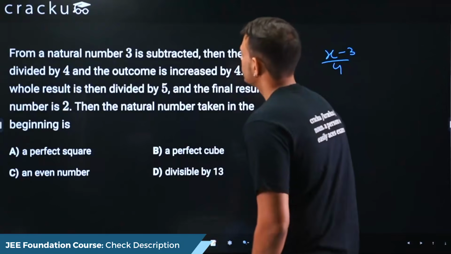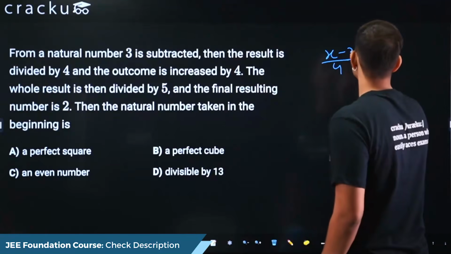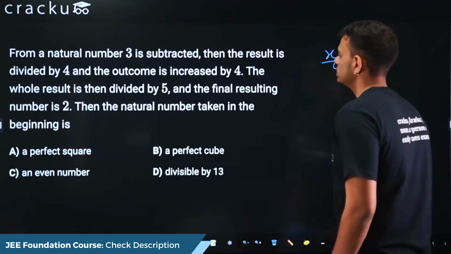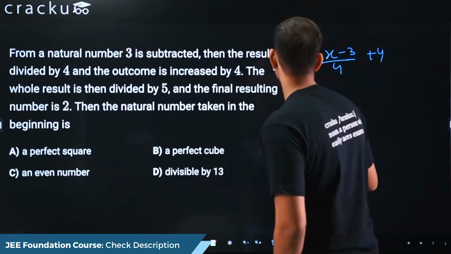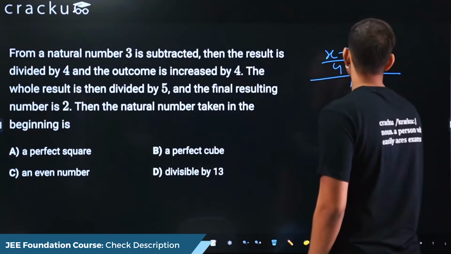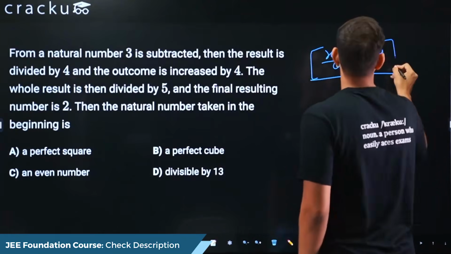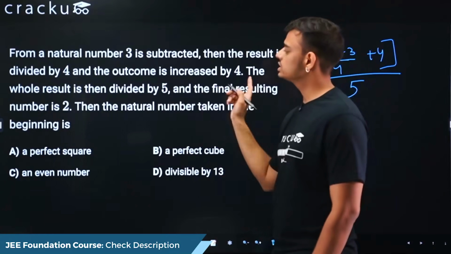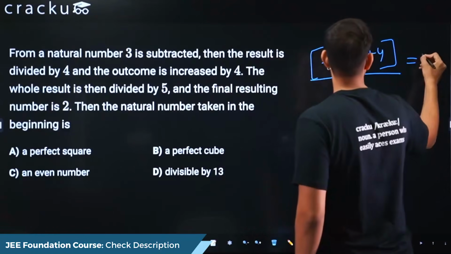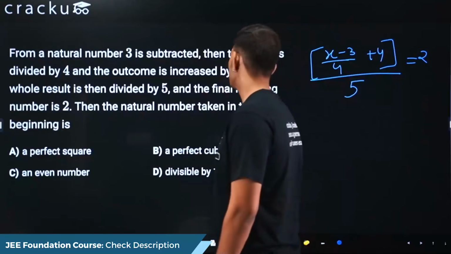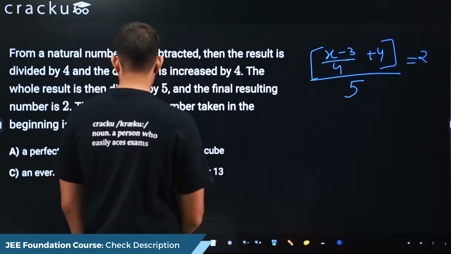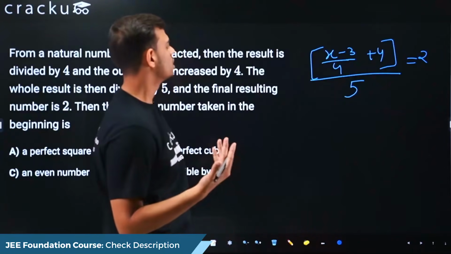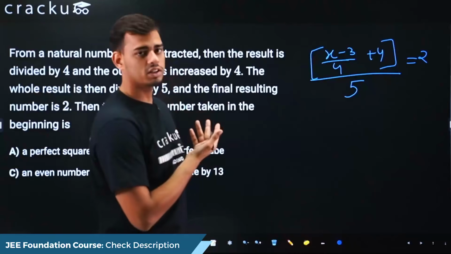Next, the outcome is increased by 4. Then the whole result is divided by 5. And the final resulting number is 2. So this is equal to 2. Then we need to find the natural number that we have taken in the beginning.